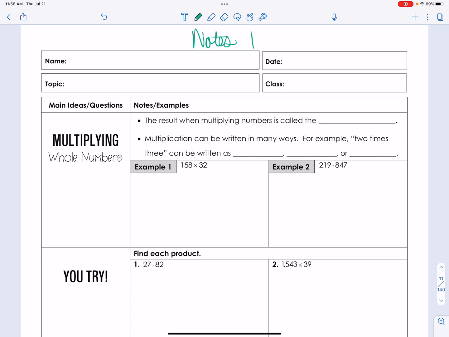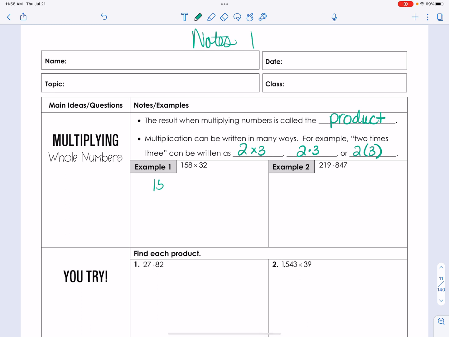The result when multiplying numbers is called the product. So you're going to use the word product and see the word product a lot. Multiplication can be written in many ways. For example, 2 times 3 can be written 2 × 3, and that's what you did a lot in grade school, but you won't see that a lot in high school because the x is a variable. You could also do 2 · 3 or you can do 2(3). In this case, the parentheses do not mean grouping, they mean multiplication.